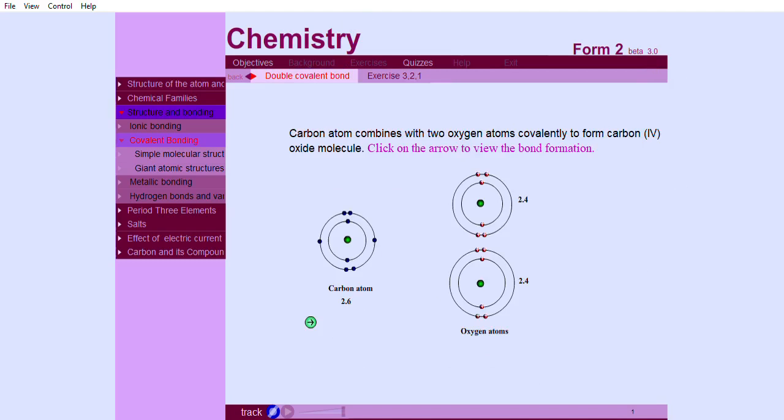Carbon atom combines with 2 oxygen atoms covalently to form carbon IV oxide molecule.